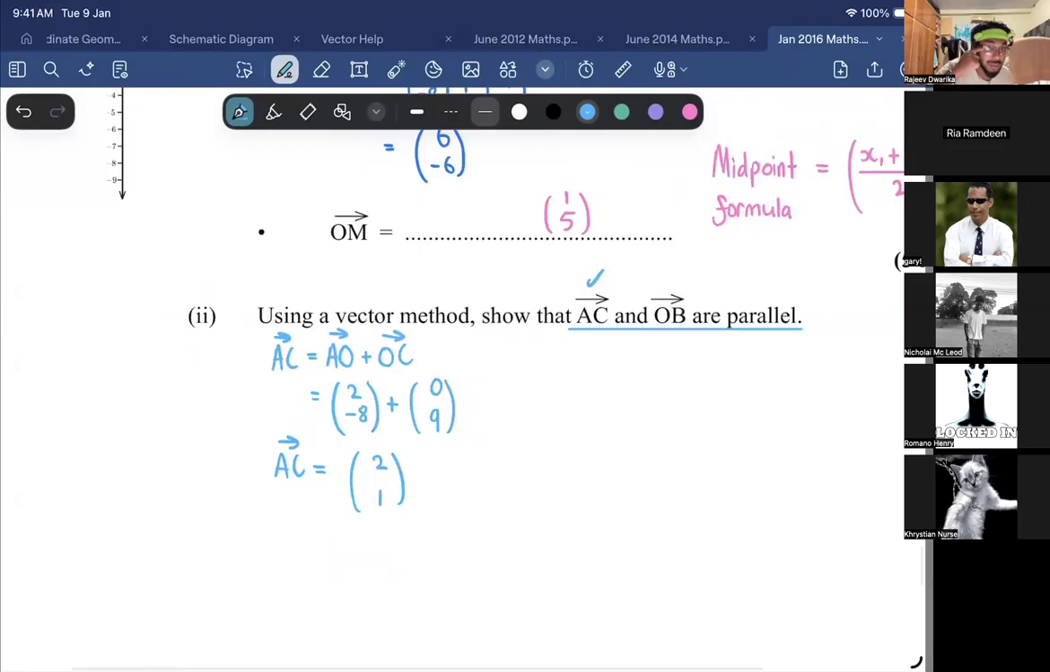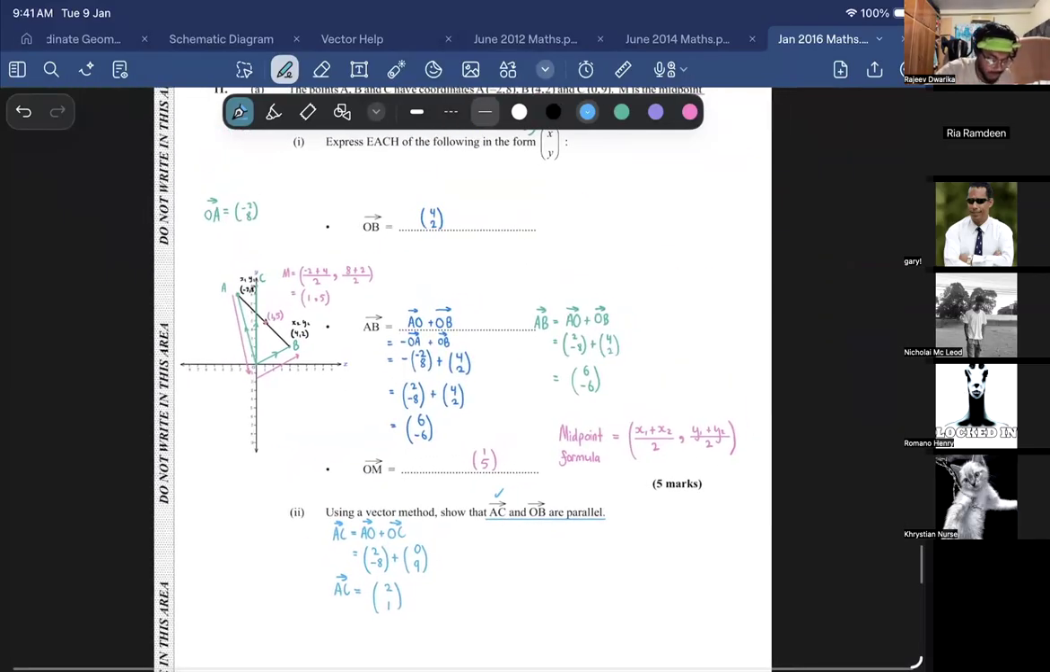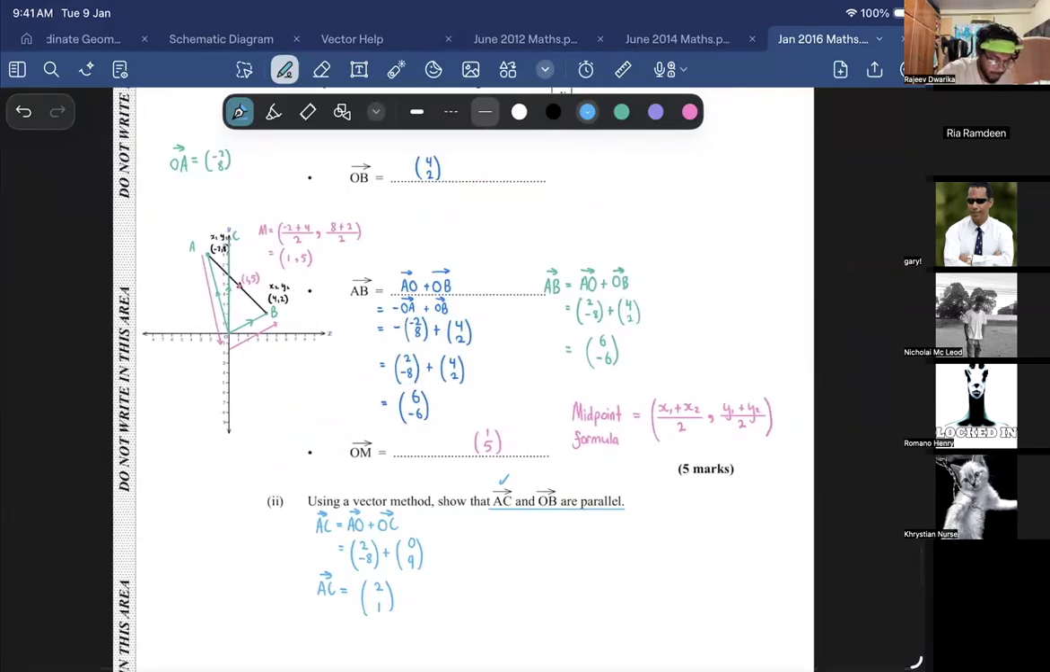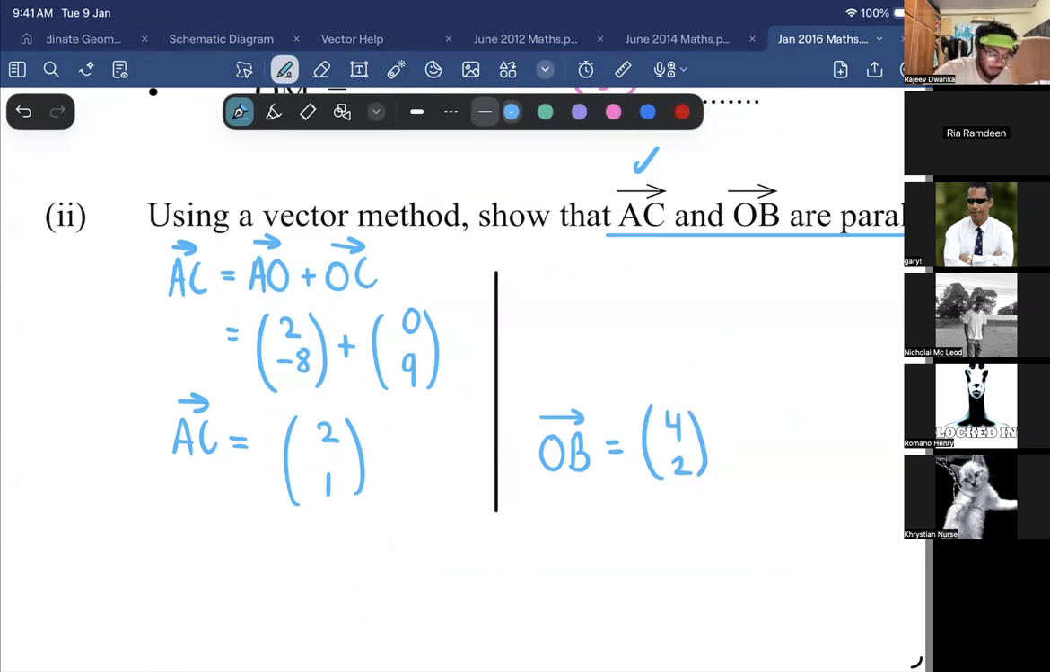Do I know what vector OB is? Yes, sir. What's vector OB? 4, 2. They told us that vector OB is 4, 2. Are you seeing the link between AC and OB? I'm wondering if you're seeing it. Yes, sir.